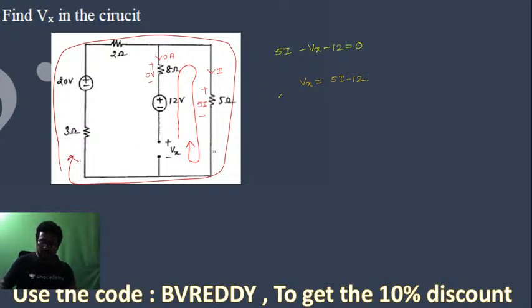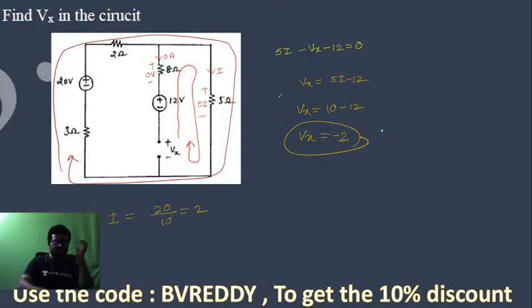If you apply KVL to the outer loop, what will you get? This I value is equal to 20 by 10, which is the outer loop current. So Vx is equal to what? 10 minus 12. So Vx is equal to how much? Minus 2. Check it, all of you. Yes? Done.